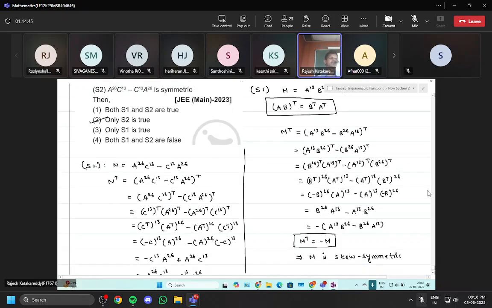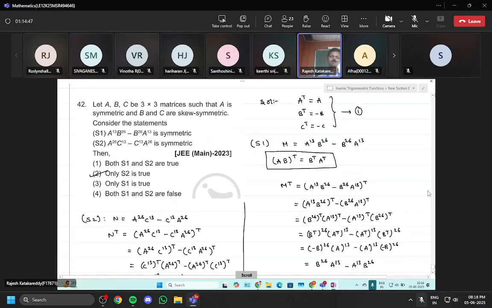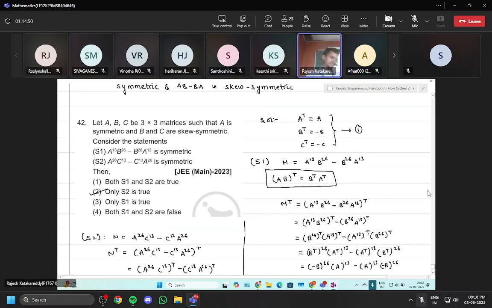Any doubt? Anybody? So I'm using two main properties of transpose. AB whole transpose is B transpose into A transpose. I missed it, please add it there. Let's say you have n matrices in multiplication, A1, A2, A3, up to An, whole transpose. That will be An transpose into An minus 1 transpose and so on, down to A2 transpose into A1 transpose. The order will be reversed when you are taking transpose inside. Clear?